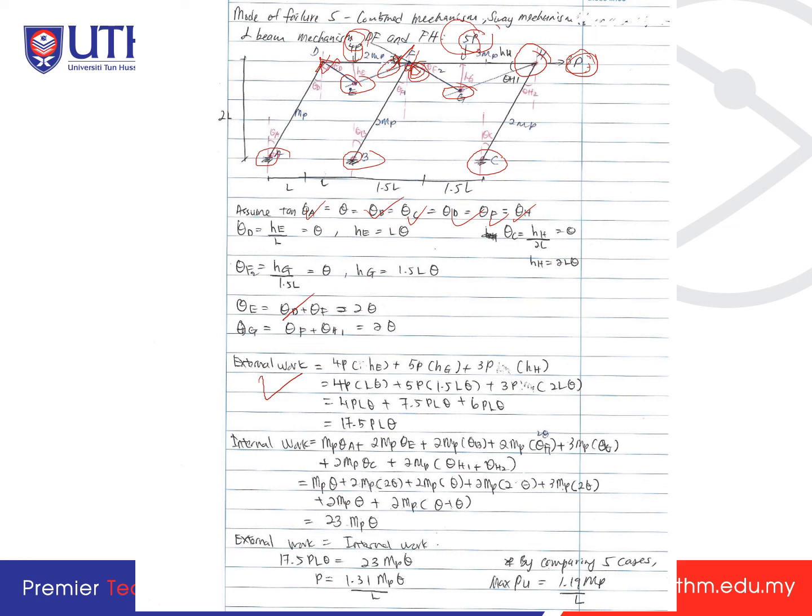Because this is too long, we break it into external work and also internal work. So after you solve the external work and internal work, and then you rearrange it, you will get P is equal to 1.31 MP over L. So by comparing the 5 cases, you will get the maximum PU is 1.19 MP over L, which is the lowest among the 5 cases.